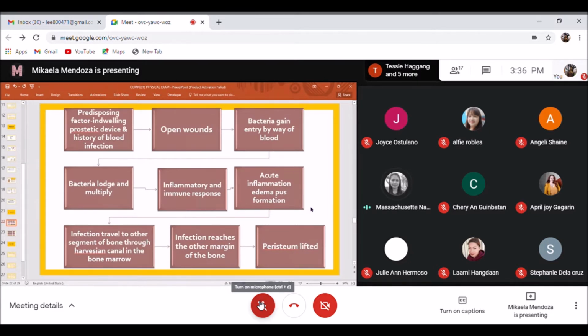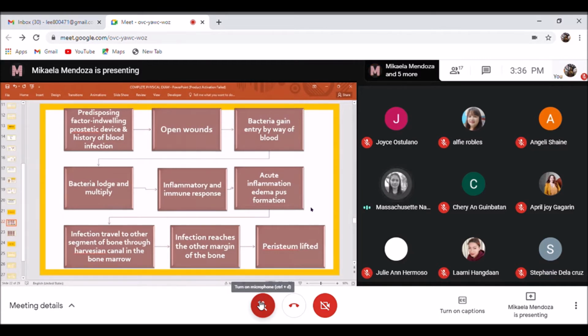So let's begin with the predisposing factors. I will include the indwelling prosthetic device, because the patient had a history of osteomyelitis one year ago. Second is the history of bloodstream infection. So, let's start with the open wounds.